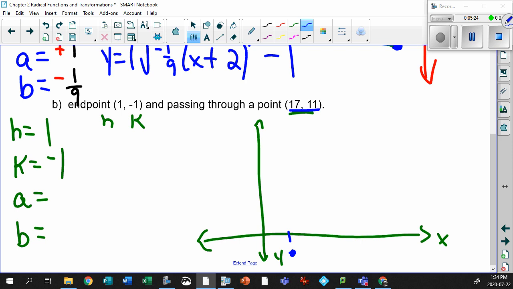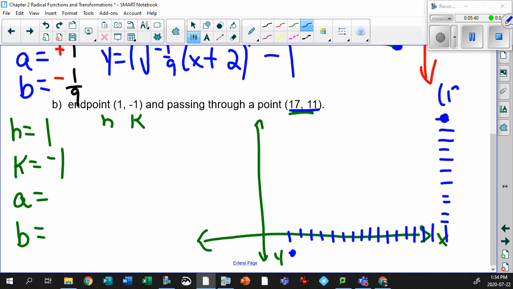My next point is at 17, 11. So 1, 2, 3, 4, 5, 6, 7, 8, 9, 10, 11, 12, 13, 14, 15, 16, 17. And 11. Oh my goodness. 1, 2, 3, 4, 5, 6, 7, 8, 9, 10, 11. There it is at 17, 11. Look at that. So this graph, obviously, if you look at it, looks like it goes out like that. Oh, so we got a huge vertical stretch factor and a huge horizontal stretch factor, obviously, because if that's your first point and that's your second point, this is going to be incredible.